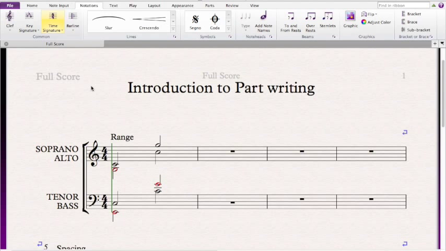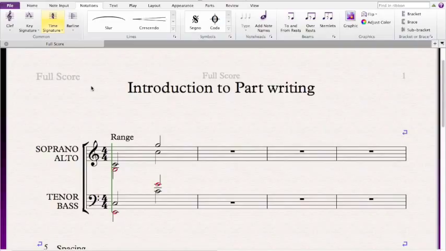Hello everyone, this video is an introduction to part writing. Essentially, part writing is connecting a series of chords in such a way that is in accordance with a set of rules. But before learning what those rules are, or how to follow them, you first need to know how to write a chord correctly over 4 voices.